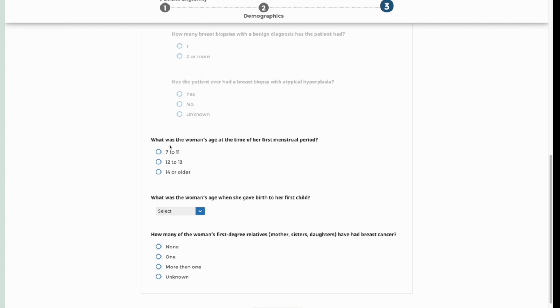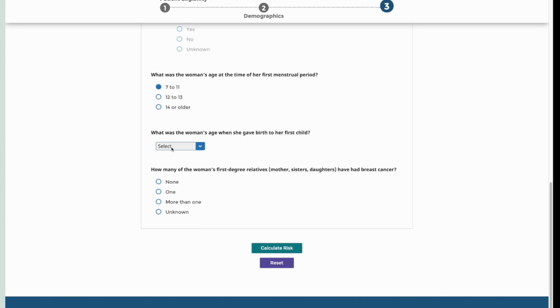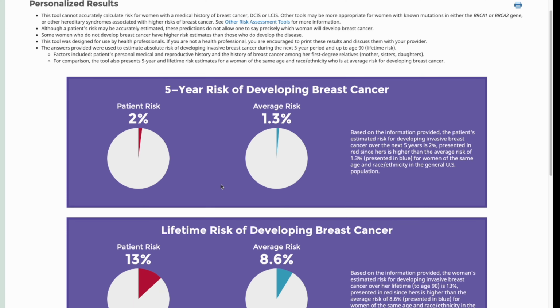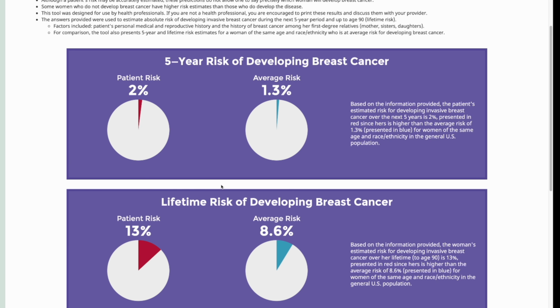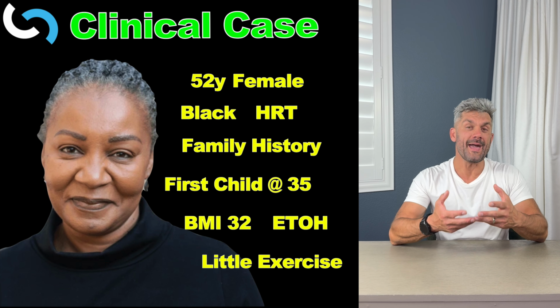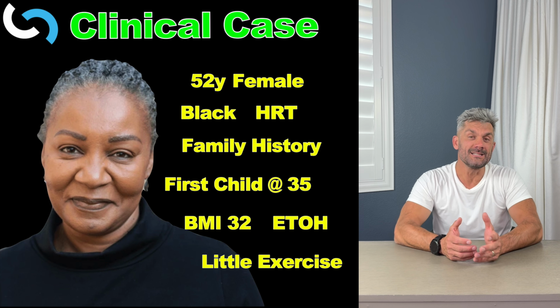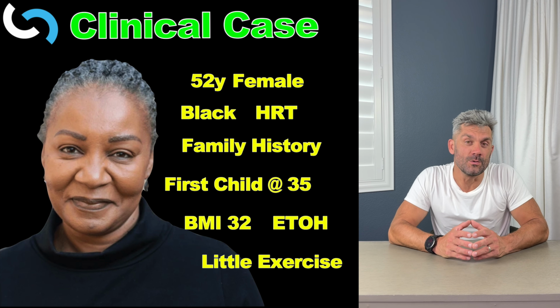No. What was the age at the time of her first menstrual period? So that was 7 to 11. What was the woman's age when they gave birth to their first child? 35 years old. And then, of course, do we have any first-degree relatives? And she had one. So we look at the 5-year risk of developing breast cancer and the lifetime risk of developing breast cancer. And you can see that it's quite small, but she presents with a mass. So our suspicion for breast cancer is really high despite these relatively low numbers.